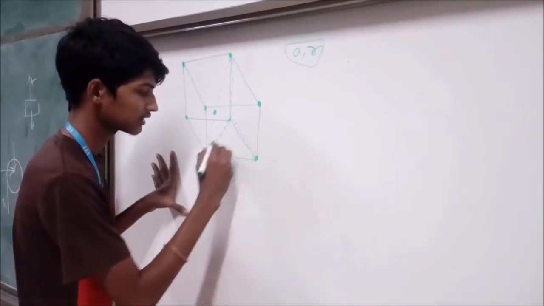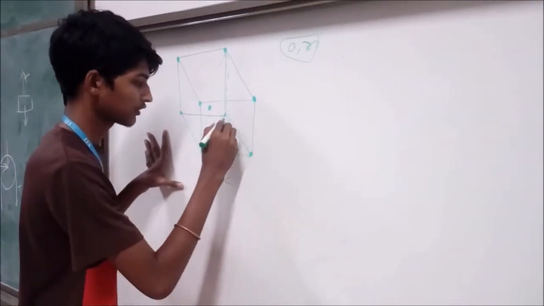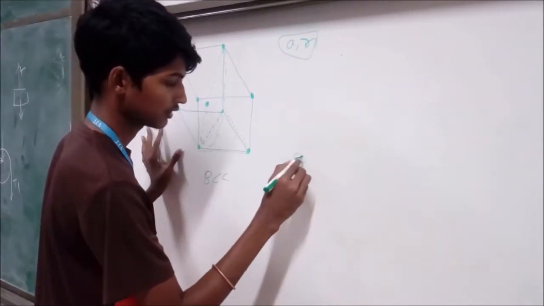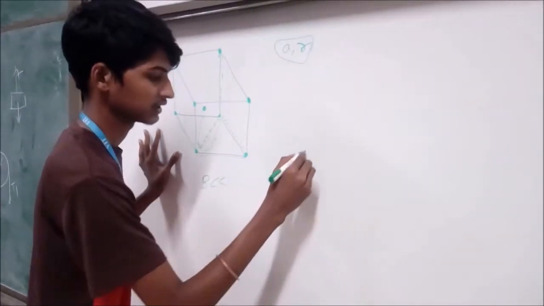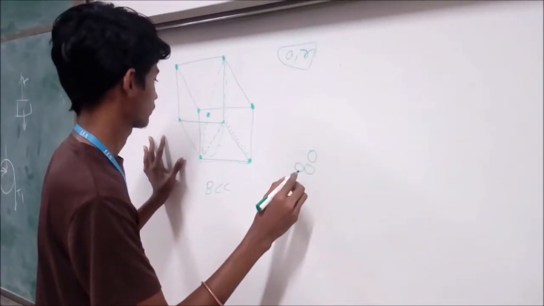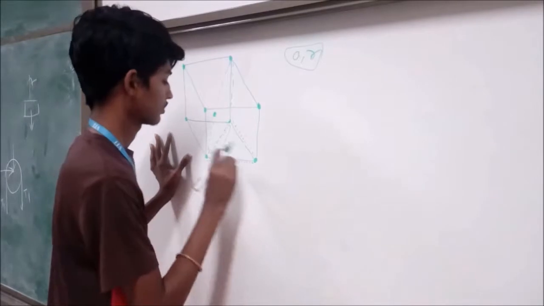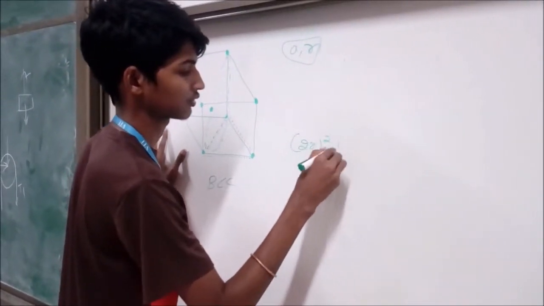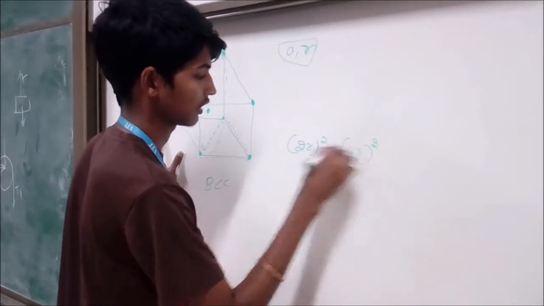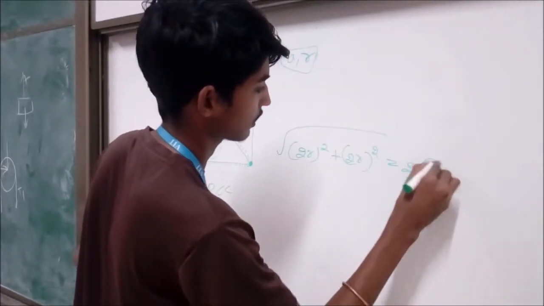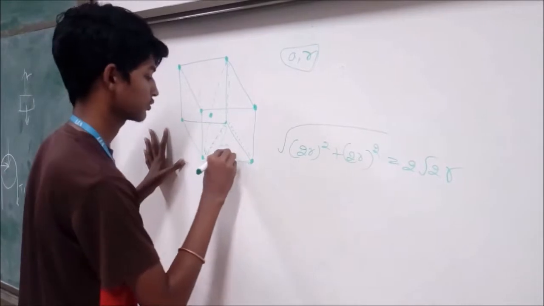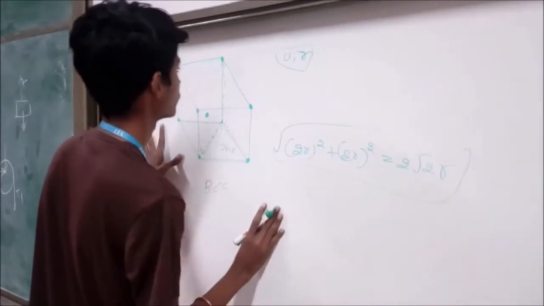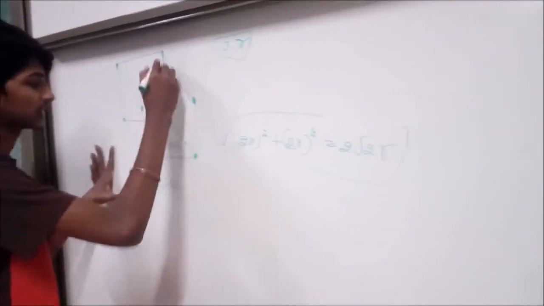See the dotted triangle. This is the first triangle we are calculating, so that we can get the value of this part. It's similar to FCC, so it becomes the square root of 2R whole square plus 2R whole square, which is 2 root 2R. So now we are calculating for this.